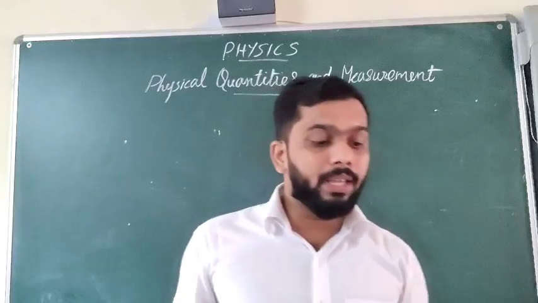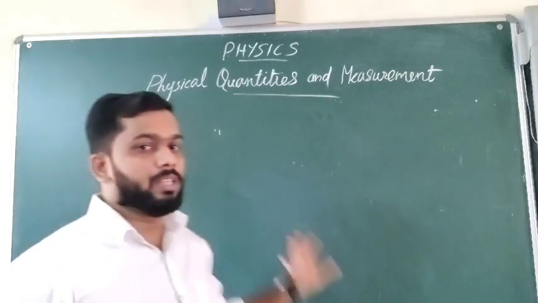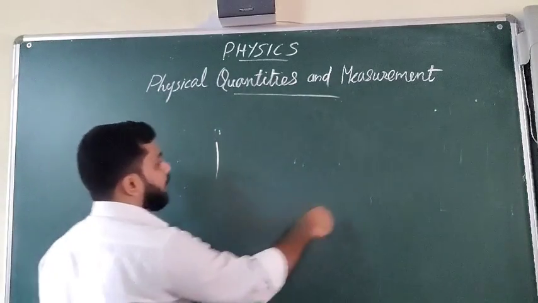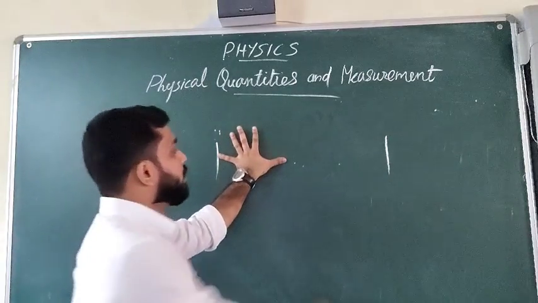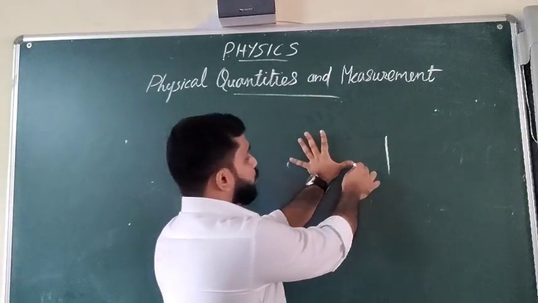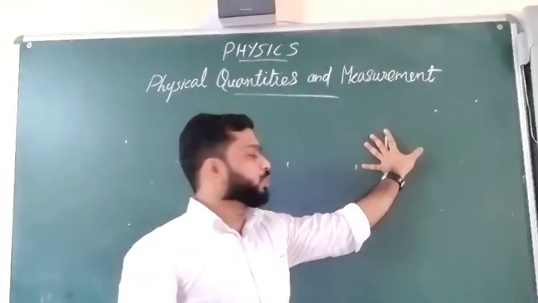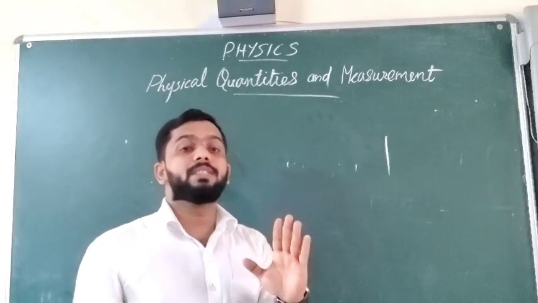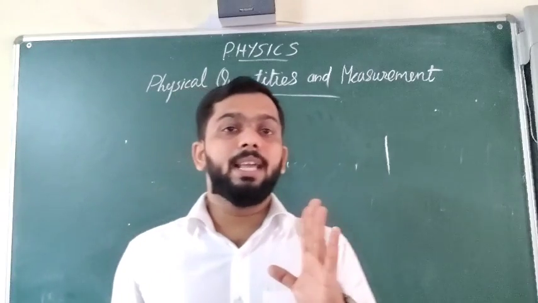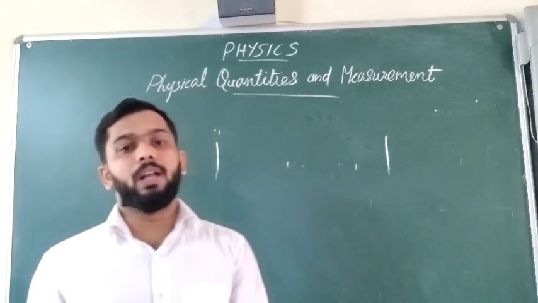Or I can use my hand span. That means I will be measuring from here to here. If I want to measure, I will use my hand span. Then I can tell that this is 1, then this is 2, then almost 2.5, not even 2.5. But here the problem is that we are not able to get an accurate value.